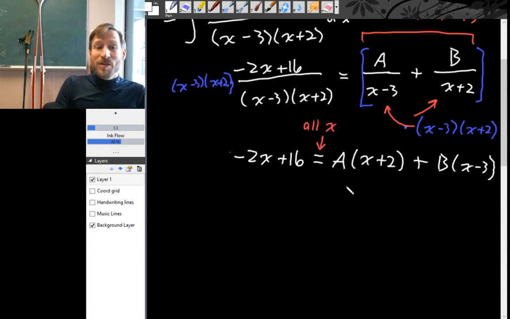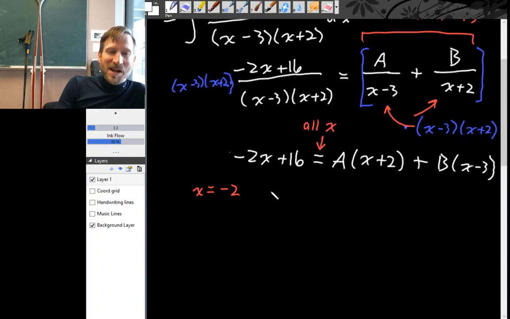So we can come up with as many equations as we want, just by picking different numbers for x and putting them in here. If you're clever about how you pick your x values, you can make the resulting equations very easy to solve for A and B. So let's try x equals, we can pick any number we want, but I want minus 2. The reason is that when I put minus 2 into the x plus 2, it's going to make that part 0. So let's plug in minus 2.